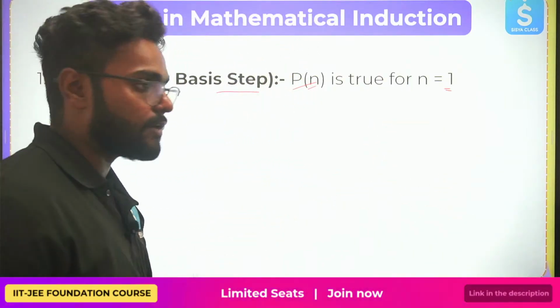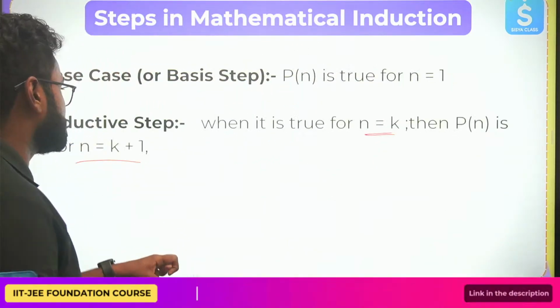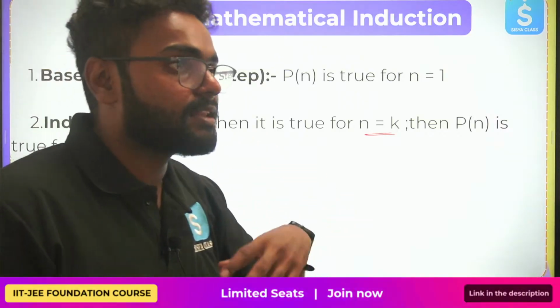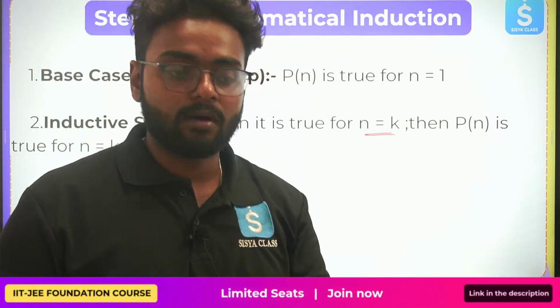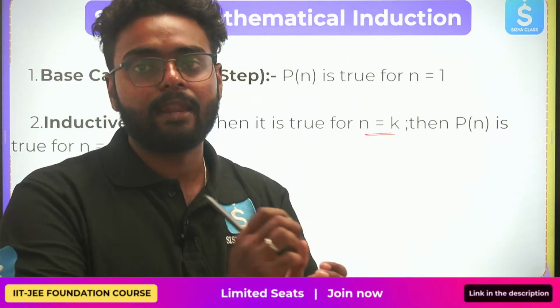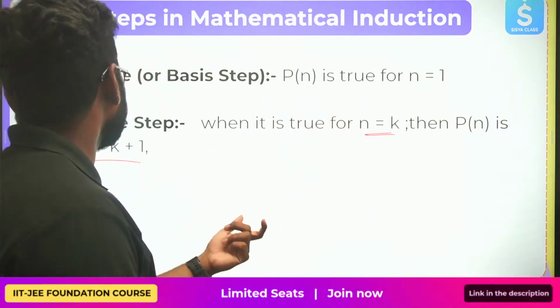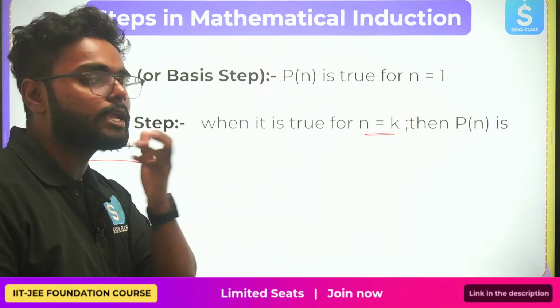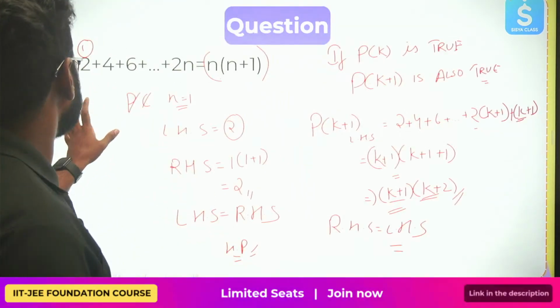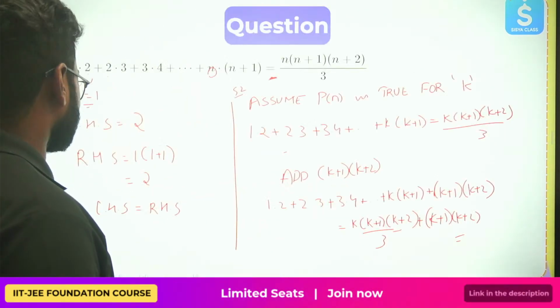If it's true, then we'll proceed to the second step, which is the inductive step, where we have taken a hypothesis, and then to prove it, we have taken k plus 1. Right? When it is true for n equals k, then P of n is also true for n equals k plus 1. So this is how we have done these sums.